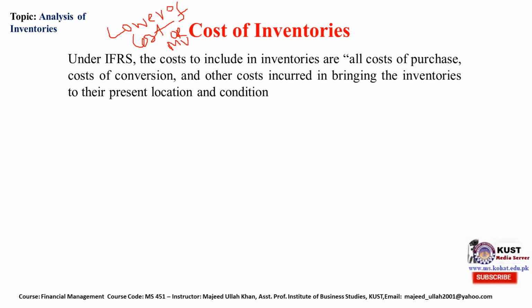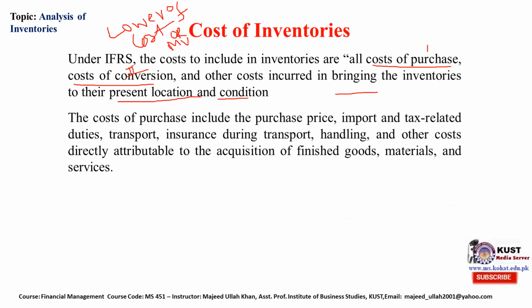Under IFRS, the costs included in inventory are all costs of purchases. First, cost of conversion for manufacturers, meaning direct labor and factory overhead. Second, other costs incurred in bringing the inventories to their present location and condition.